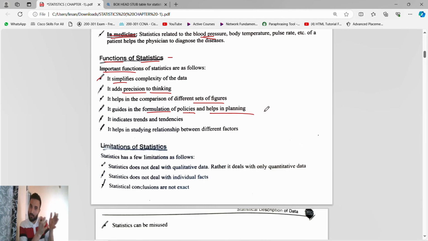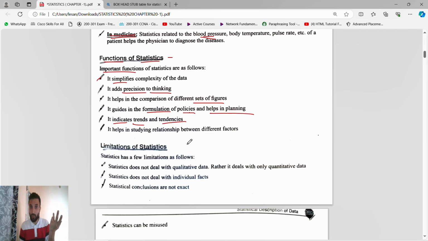Obviously if you have data of the past year and the present year, you can make a policy and it will help in planning for the future. Planning for the future means policies and all, not your future. It indicates trends and tendency.